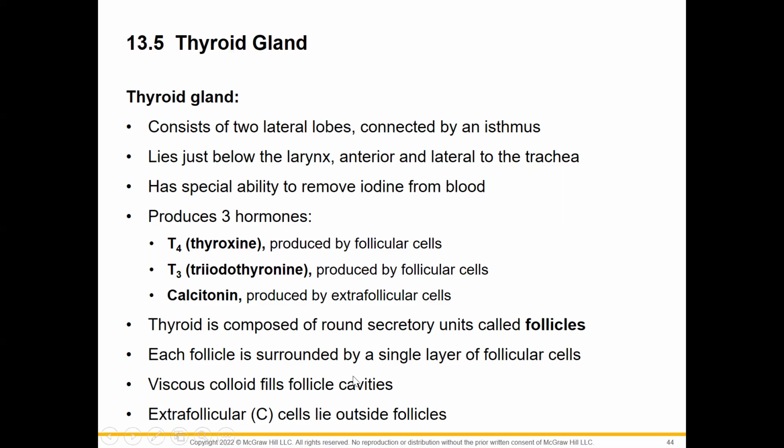So these follicles, again, are surrounded by a single layer of follicular cells, and then anything outside of that is extrafollicular. It sits outside of those follicles, and it's those extrafollicular cells that are producing the calcitonin.